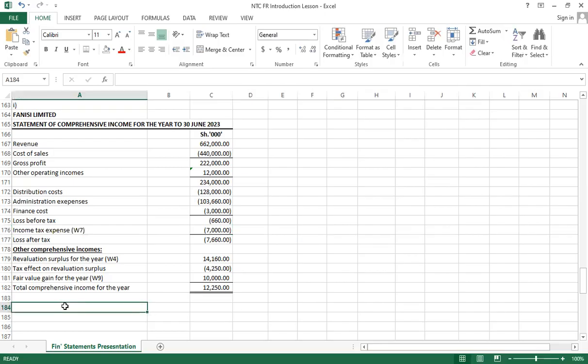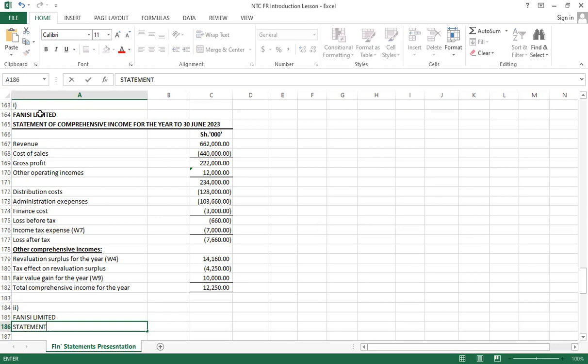Okay, so let's proceed on to number 2. And once again, we have to start with the title, yeah? Finacial Limited. And then what are we now preparing? We are preparing a statement of changes in equity. And this is for the year ended 30th June 2023.